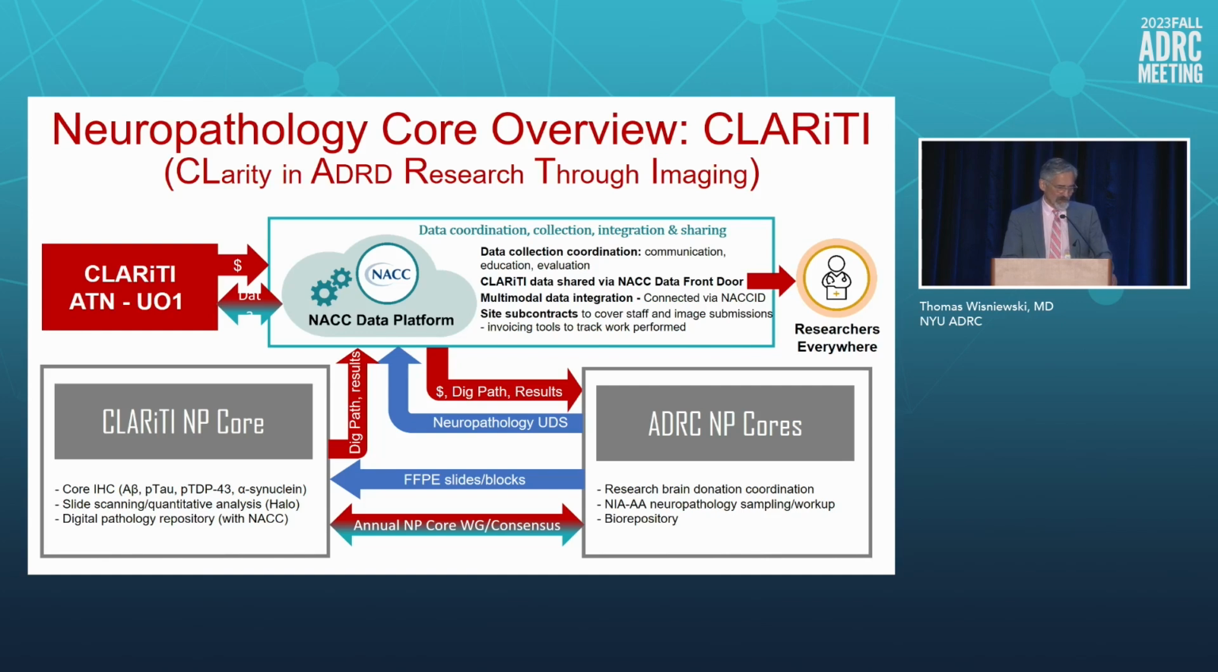Lastly, you've heard about the new Clarity program. This also involves having a neuropathology core, which will build on the usefulness and the strength of the digital biomarkers and the brain imaging that will be linked to neuropathological data. This neuropath data will be scanned using Halo and will be uploaded into the NAC data platform, made available to researchers in the ADRC network, as well as researchers everywhere. So this will be a tremendous resource, and you'll hear more about this in the coming year or so.